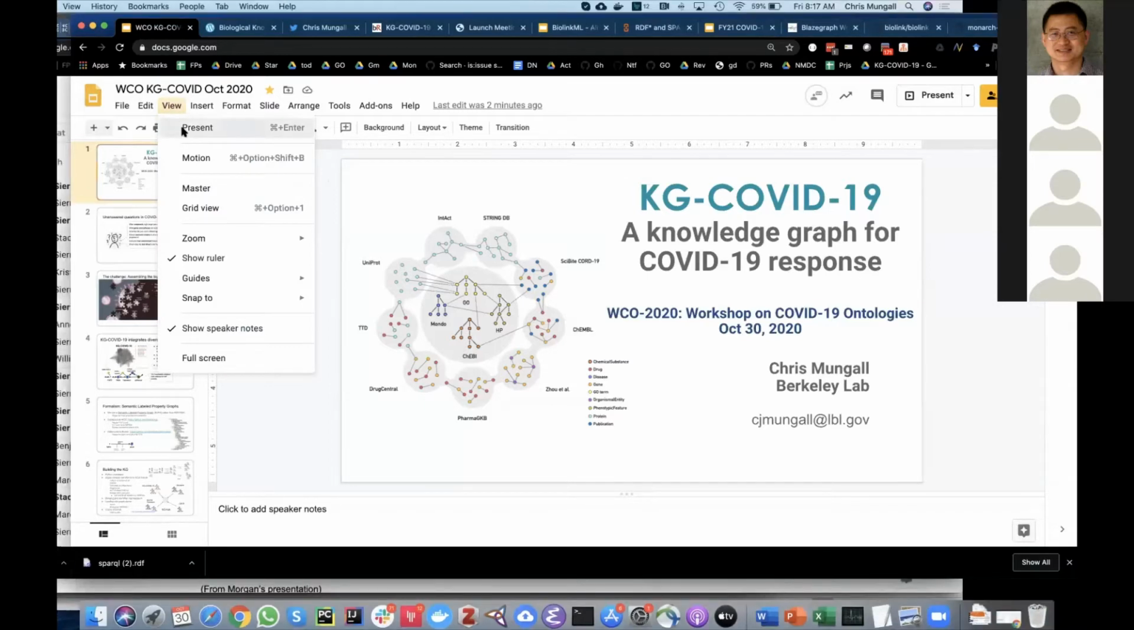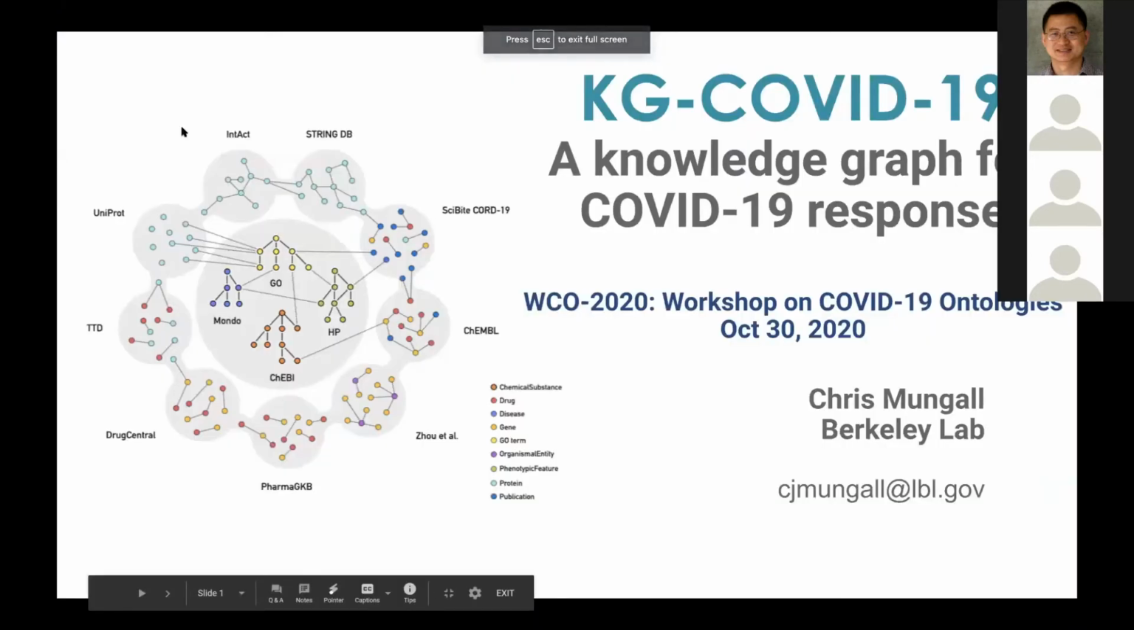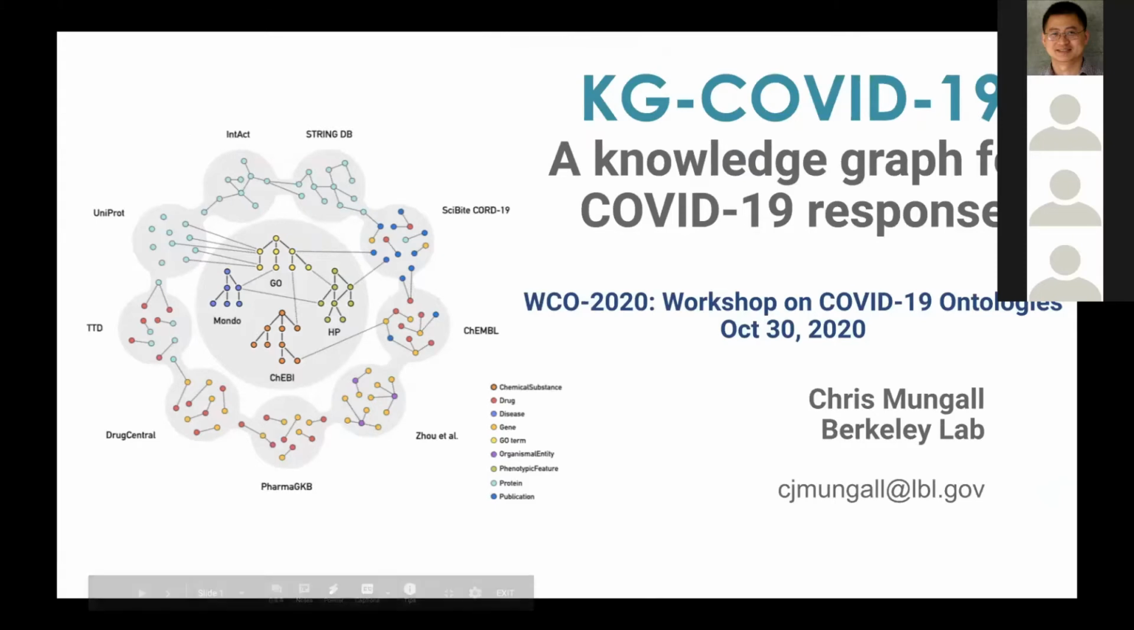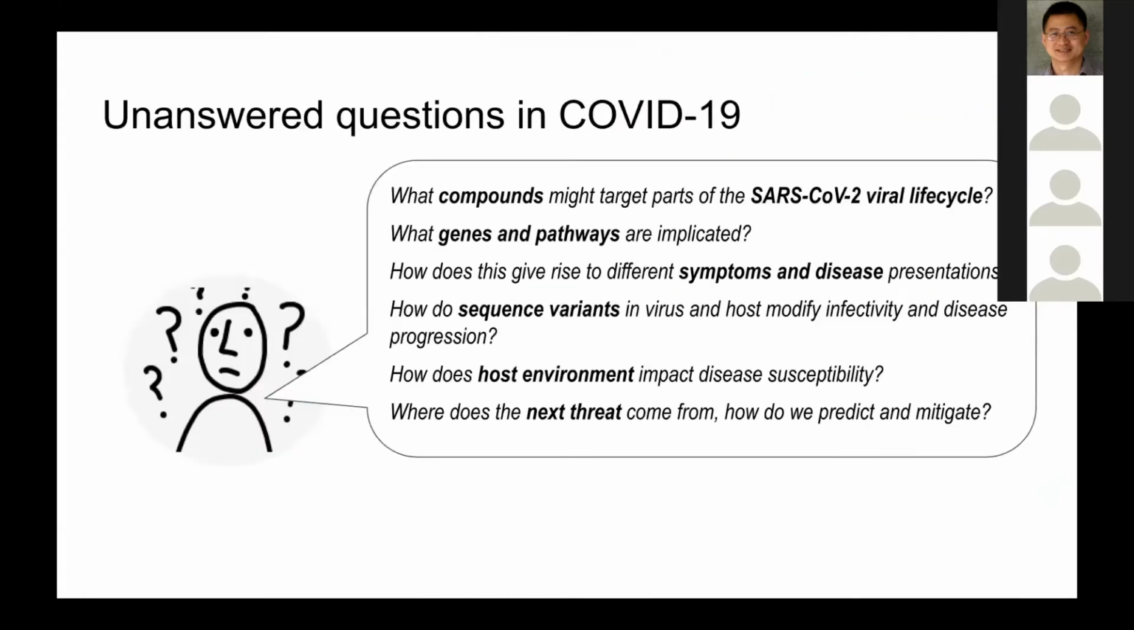So I'm going to be talking about a knowledge graph that we have built for tackling questions related to COVID-19. Some of the questions that are still outstanding when it comes to COVID, obviously relevant for this section, are: what compounds might target parts of the SARS-CoV-2 viral life cycle or parts of SARS-CoV-2 pathways implicated in infectivity? And particularly, how does this impact the progression of the disease, the symptoms and the disease pathophysiology? How do sequence variants in the virus modify infectivity?